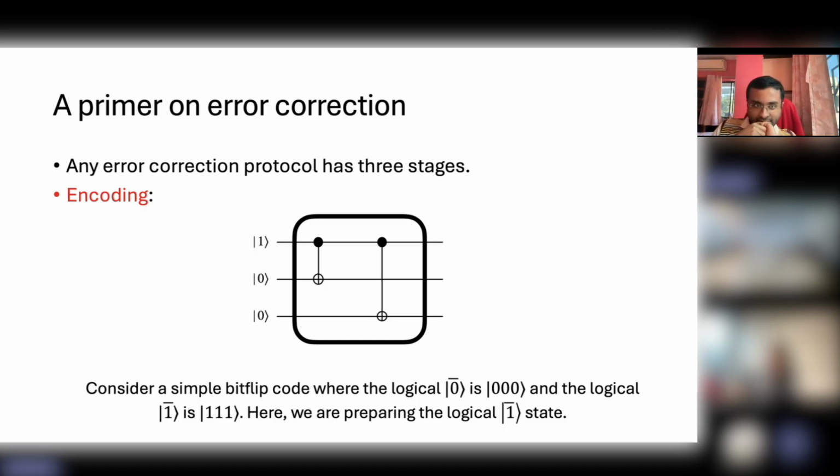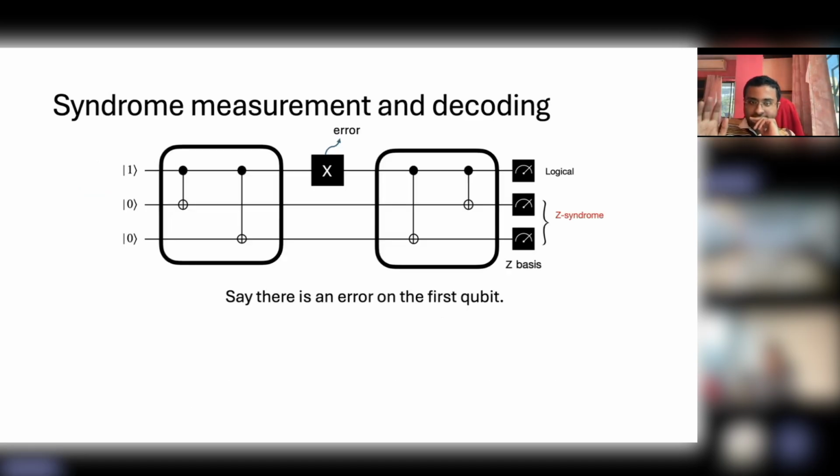Any QEC protocol has 3 stages. The first stage is encoding. Here I have considered a simple bit flip code, and this is a logical one state of the code. There's some starting state, and I have a network of CNOTs to prepare a code state of the code. So that's encoding. The second and third steps are syndrome measurement and decoding.